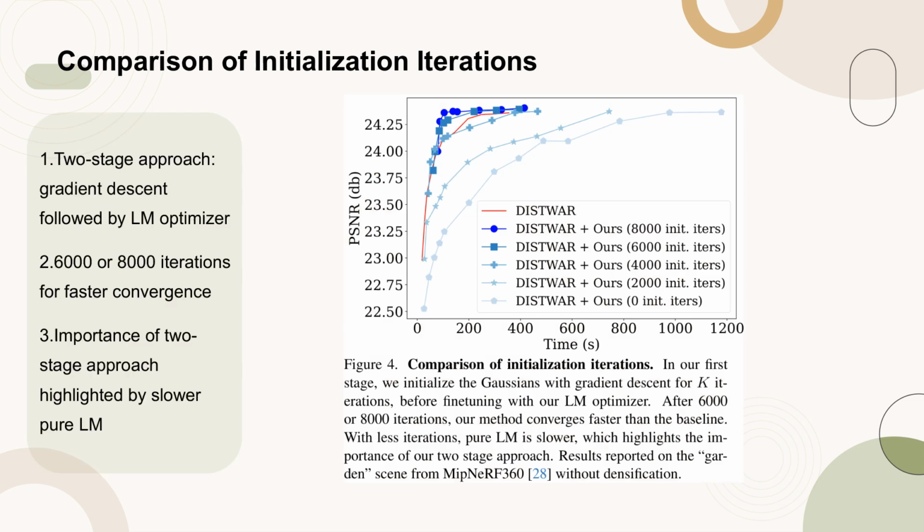Figure 4 illustrates the comparison of initialization iterations in our method. Initially, we use gradient descent to initialize the Gaussians for k iterations, followed by fine-tuning with our LM optimizer. Our method demonstrates faster convergence after 6,000 or 8,000 iterations compared to the baseline. Conversely, using fewer iterations results in slower convergence with pure LM, emphasizing the significance of our two-stage approach. These results are reported on the garden scene from Mip-NeRF 360 without densification.